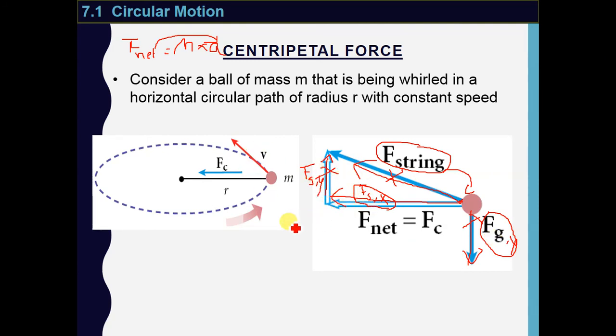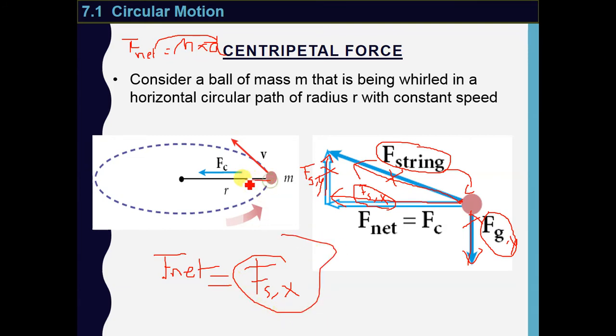So we get that F net here, it's caused by what, girls? It's caused by the force of the string along X. Okay, and we find its direction how? Like this. So its direction of F net, how is it going? It's going toward the center. So what do we call this force? This force F net, we call it centripetal force.